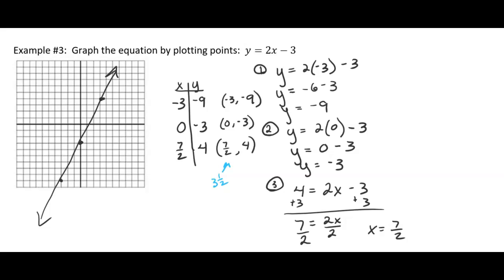Anyway, I'm just teasing. So the 3 points that you get, they should line up. That's why we want at least 3 ordered pairs. Because with 2 ordered pairs, one of them you could have done wrong and you wouldn't know. But with 3, you've got to have all 3 of them line up.